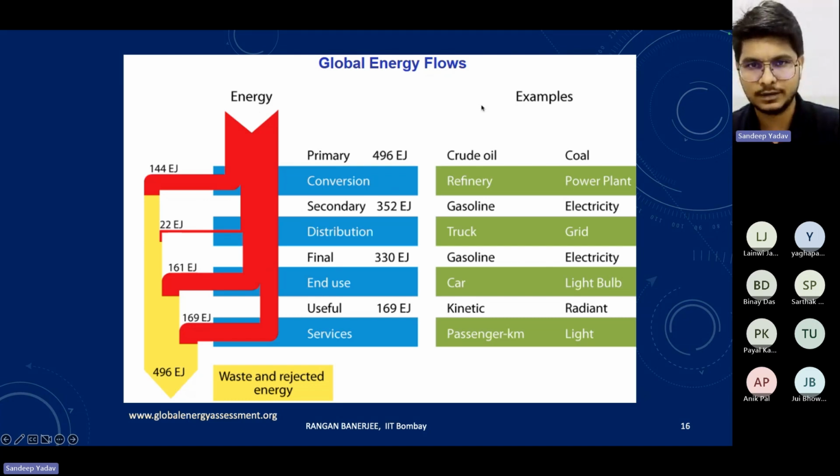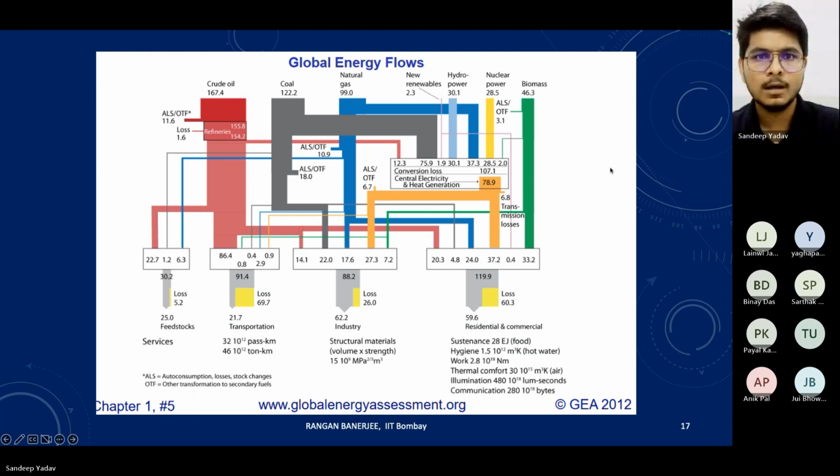And this is the example of that global energy flow. Now, coming to the global energy flow, there's a detailed example of what fraction of the energy flows is taken out from the different kinds of fuels like crude oil, coal, natural gas, new renewables. So that's the global energy use of the world.